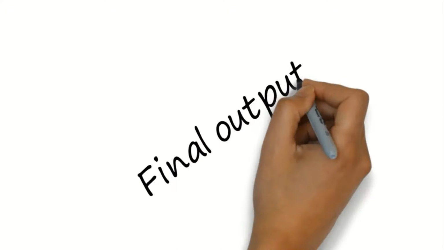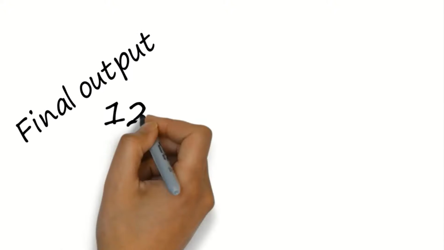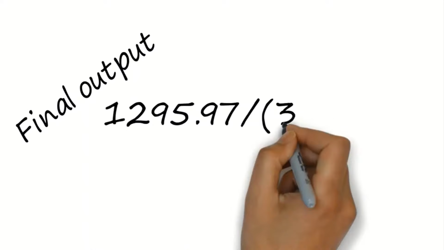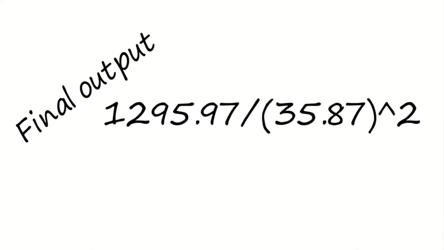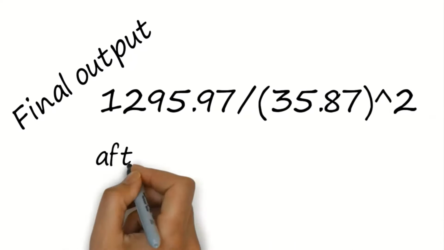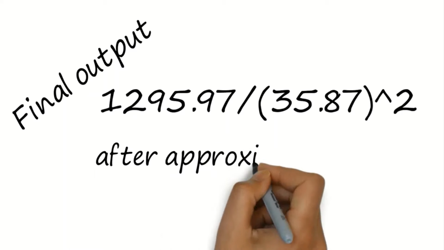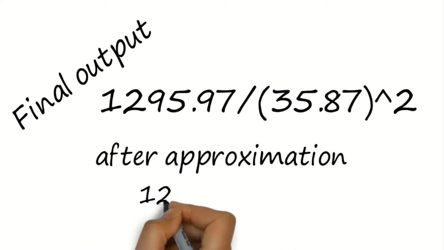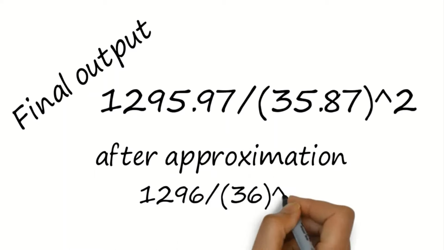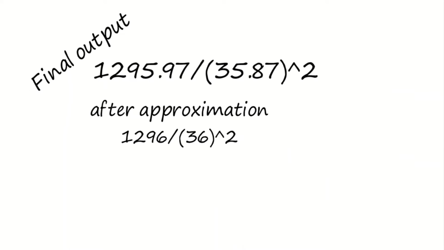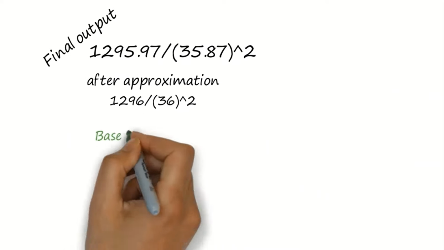Let's do a quick recap to find the solution of 1295.97 divided by 35.87 square. The first step was approximation of numerator and denominator, and we have got 1296 divided by 36 square. Finding 36 square will have the following steps.